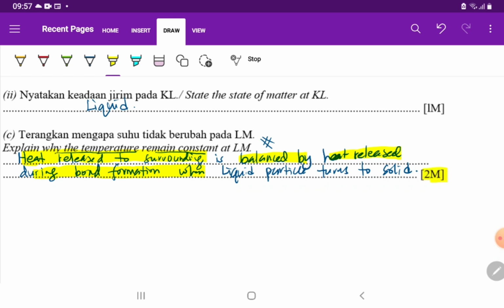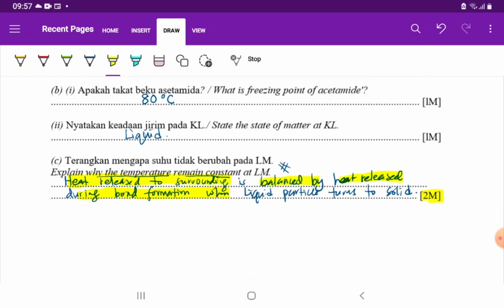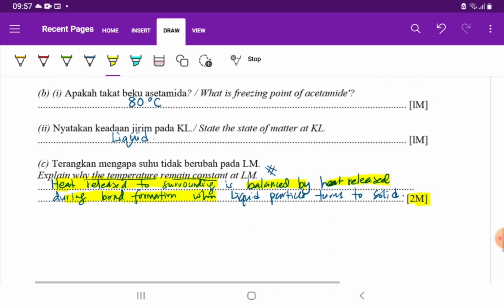So that is 2 marks. Everybody, you do the correction for those questions that are wrong. Remember the format of the questions for this chapter.